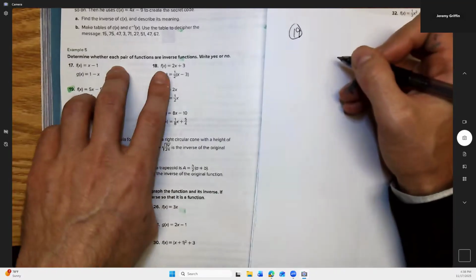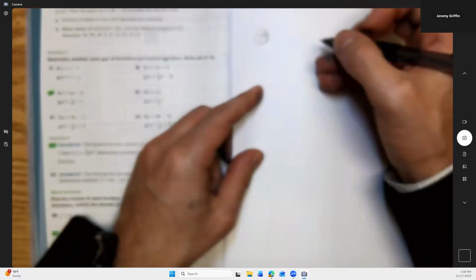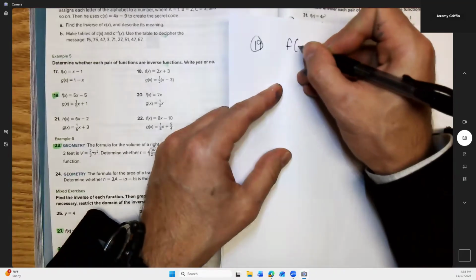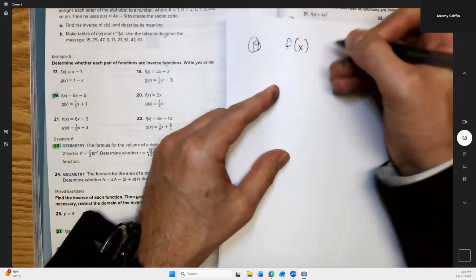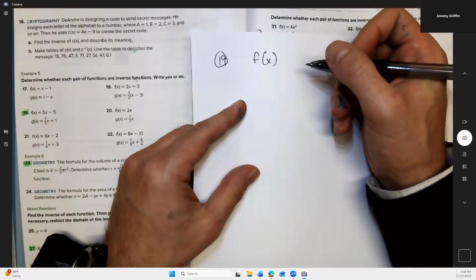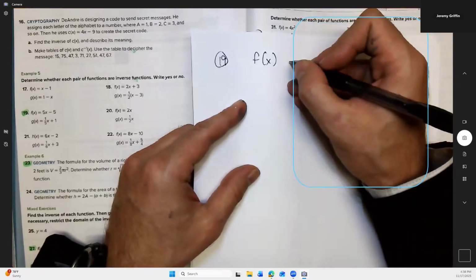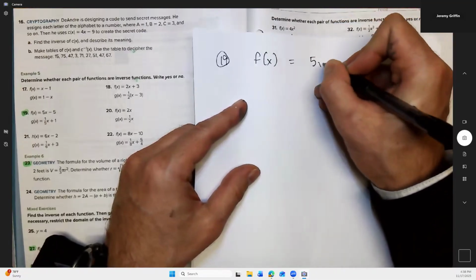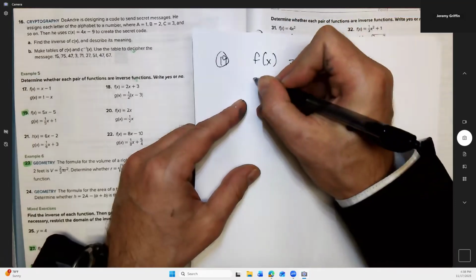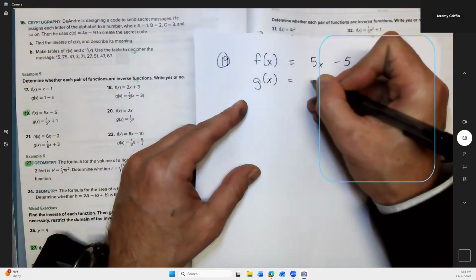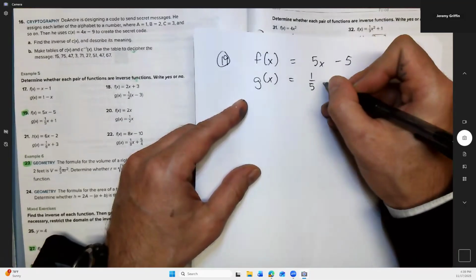Determine whether each pair of functions is inverse, yes or no. I'm going to put it through that test. Is f of g of x equal to g of f of x, which is equal to x? They're giving us f of x is 5x minus 5, and g of x is 1/5 x plus 1.